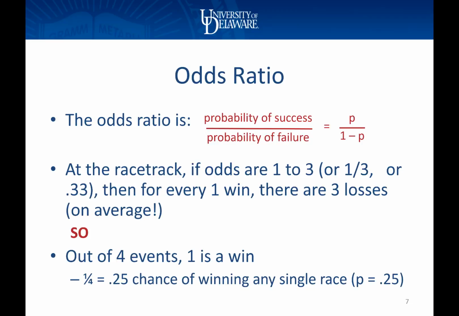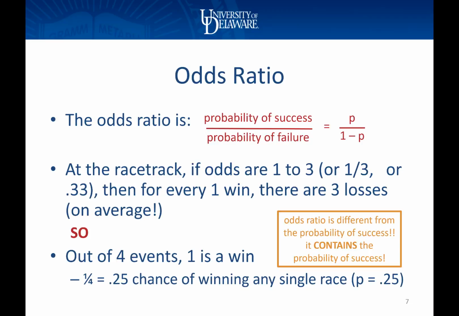So what I really want to highlight on this slide is that the odds ratio is not the same as the probability of success. They're very different animals. The probability of success is p. The odds ratio is p over 1 minus p. And we have to get thinking in this way early so that we'll better understand our logistic regression model. So the odds ratio is very different from the probability of success. The odds ratio contains the probability of success, p.